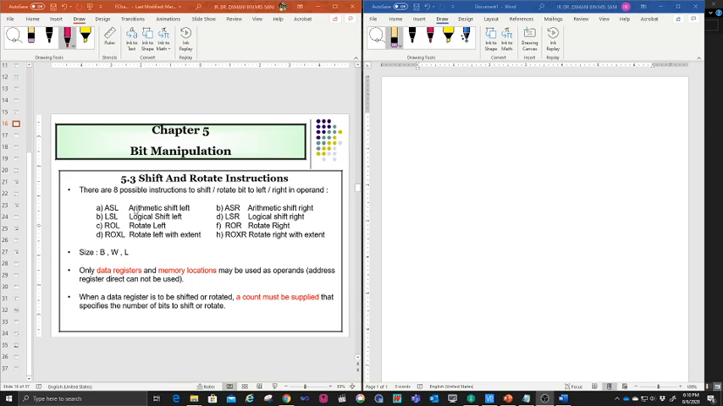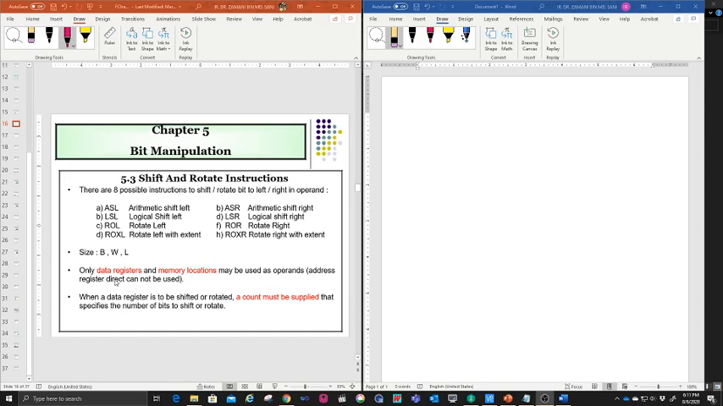They are ASL, arithmetic shift left; LSL, logical shift left; ROXL, rotate left with extend; ASR, arithmetic shift right; LSR, logical shift right; ROR, rotate right; and the last one is ROXR, rotate right with extend. The size is the same: byte, word, and long word. Only data registers and memory locations may be used as operands. Address register direct cannot be used.